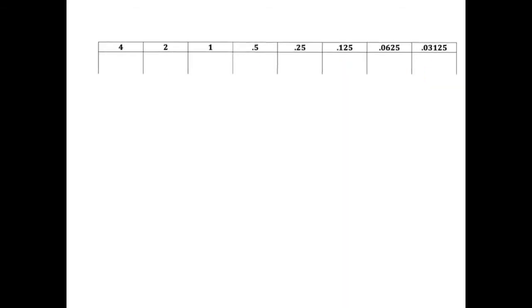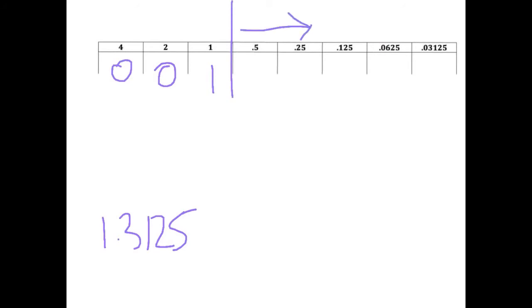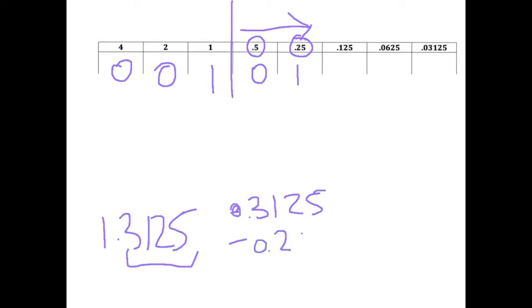So let's say I was given 1.3125. Let's do the easy part first. We've got 1, 1, 0 2s, 0 4s, and we're just looking at the fractional part. Now how does it compare to 0.5? Well, 0.3125 is lower than 0.5, so we can't have any 0.5s in there or the number is too big. Compare 0.3125 to 0.25. The 0.3125 is bigger than 0.25, so we do need one of those. So we could do 0.3125 minus 0.25, and I'm a little bit lazy for that.